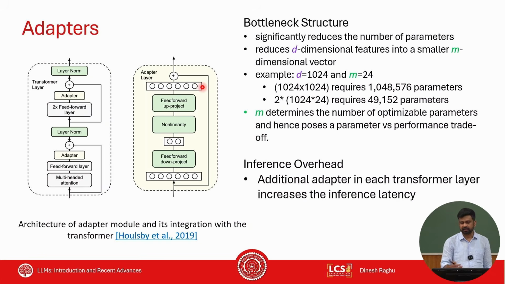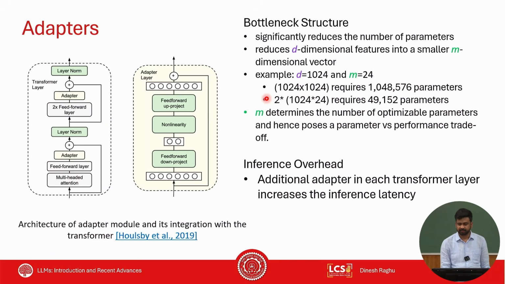So in the beginning, if you did not have this bottleneck structure, you would have had 1024 cross 1024 parameters, right? But now you would have 2 times 1024 cross 24, right? This is orders of magnitude lower than what you would achieve otherwise, right?